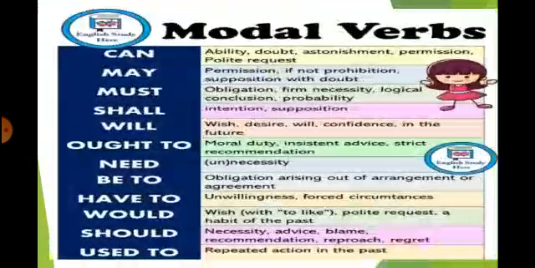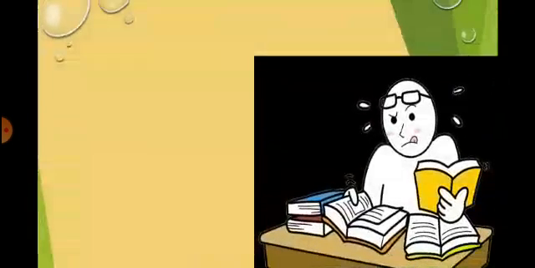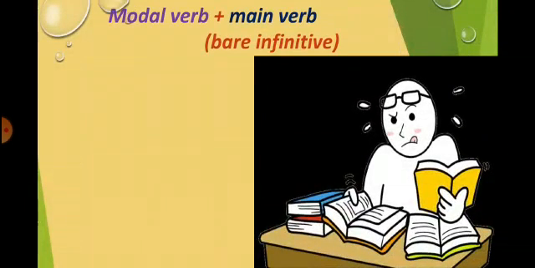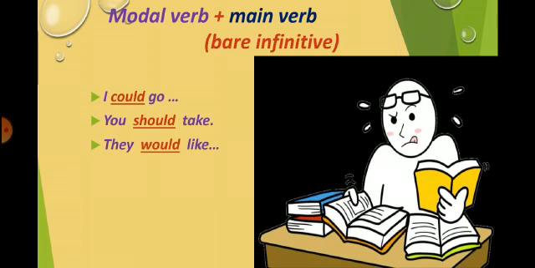Now, these modal verbs are auxiliary verbs just like be, do, and have because they work together with the main verb. You always have a modal verb with the main verb. Modal verb plus main verb. Some of the examples are here, which are highlighted. These are modal verbs. I could go. You should take. They would like. Rosie may borrow.